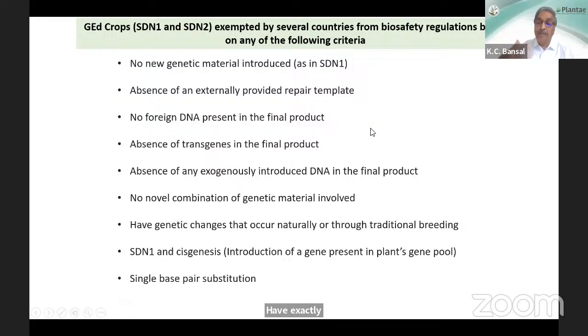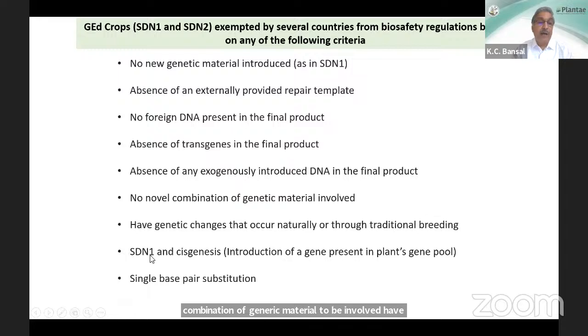Different countries have worded it differently. For example, some say that there should not be any new genetic material introduced, as in SDN1, so they will not treat these crops as GMOs. Another country says that there could be an absence of an externally provided repair template, or no foreign DNA present in the final product. Absence of a transgene, again a kind of foreign DNA, in the final product. Absence of any exogenously introduced foreign DNA or transgene in the final product. No novel combination of genetic material involved. Genetic changes that could also occur naturally or could be achieved through traditional breeding.